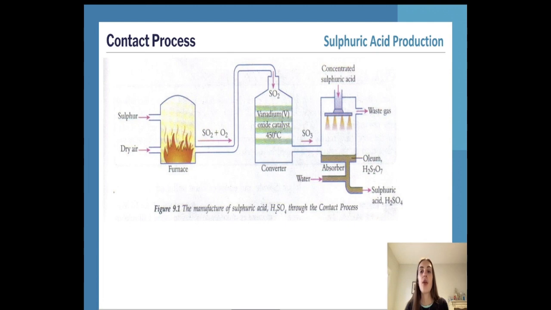After doing this, we need to convert the sulfur trioxide into sulfuric acid. This can't simply be done by adding water to the sulfur trioxide, because the reaction would be so uncontrollable that it would create a fog of sulfuric acid, like a sulfuric acid gas, instead of the concentrated sulfuric acid.